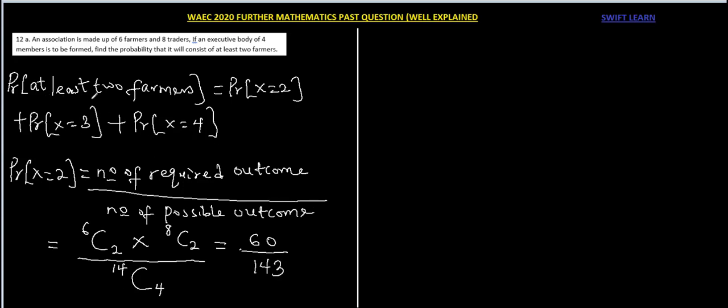Remember that we are doing at least 2 farmers, so we are going to do for when we have 3 farmers in the formation. So I think you should have guessed what it should be. That will be 6 combination 3. There must be 3 farmers on the team. Maybe it's an association of traders and farmers. I mean, it might be a trader and a farmer association. That's why it's like this.